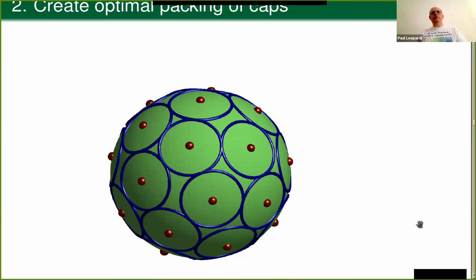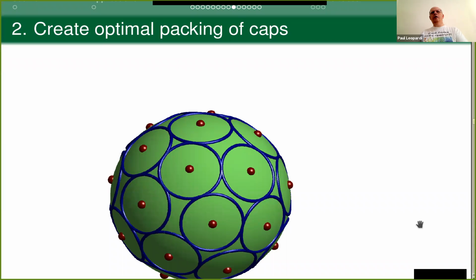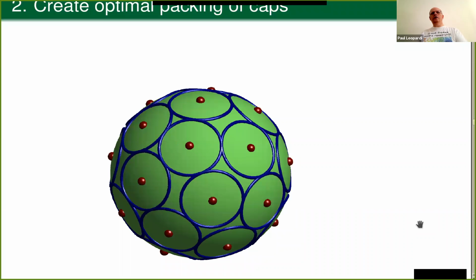So it says here, create an optimal packing of caps. You don't really need optimal, as I said. The main thing that you do require, though, is that you have a saturated packing. The saturated packing is such that there is no point remaining on the sphere such that you could place one more cap, and you must place the caps in such a way as they do not overlap. And that gives you a saturated packing, and the saturated packing is such that if you take caps of twice the radius, then they cover the sphere.